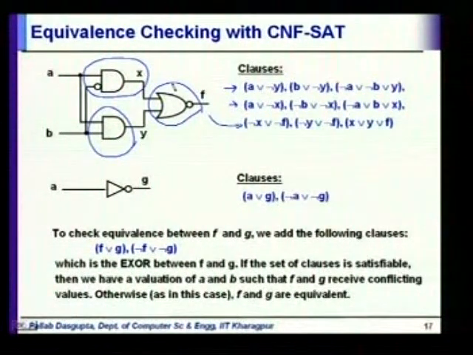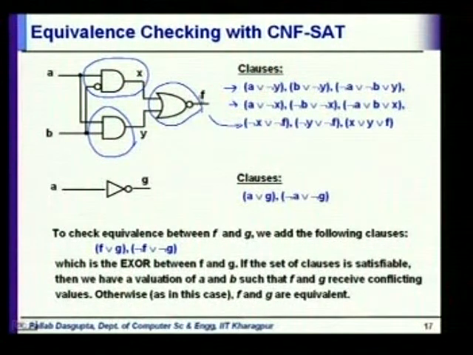Is that clear? Now, similarly for this NOT gate, the clauses will be A or G and not A or not G. Now, what do we want to establish? We want to establish that f and g are equivalent. We want to establish that whenever f is true, g is true, and whenever f is false, g is false, right.